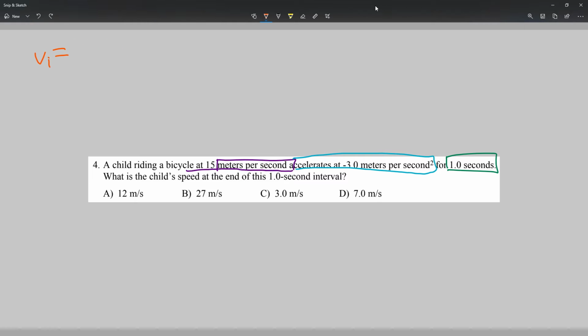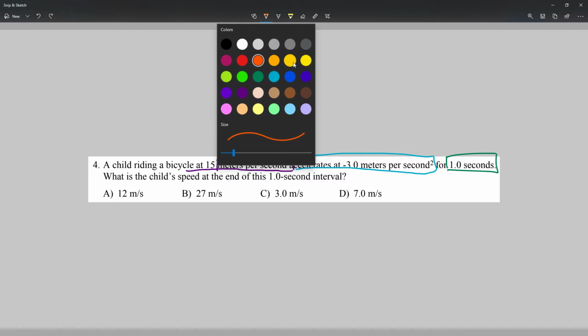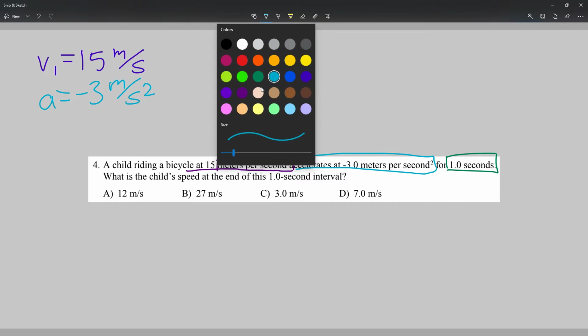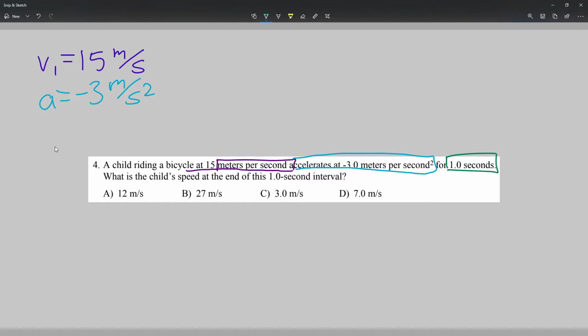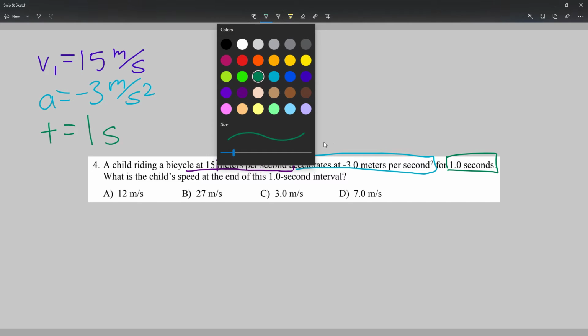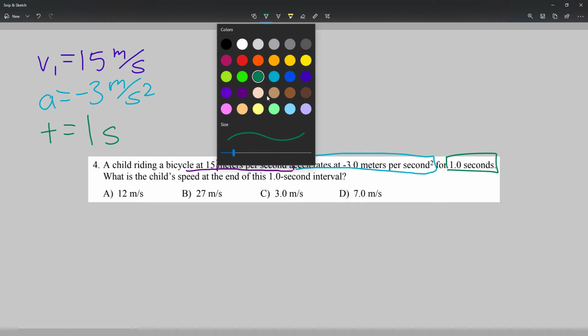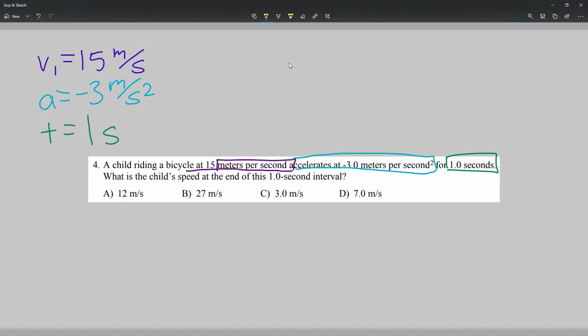So I should probably use purple because we want to stick with the same color scheme, right? It only makes sense that way. So purple 15 meters per second. Accelerates at -3 meters per second squared for 1 second. So that's green, right? The time is 1 second, right? So we measure time in seconds, so that's that. Again, we measure acceleration in meters per second squared, right? And we also can tell from the context of the problem. And we want to know what the child's speed is at the end of this all. So we want to know what VF is.